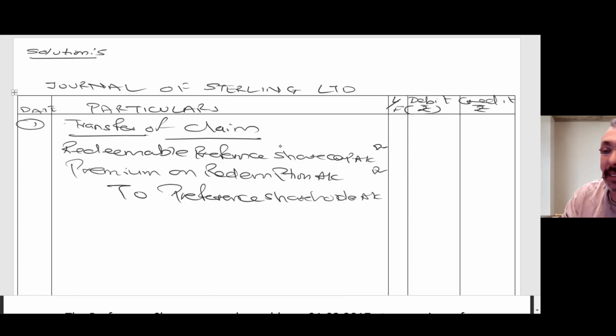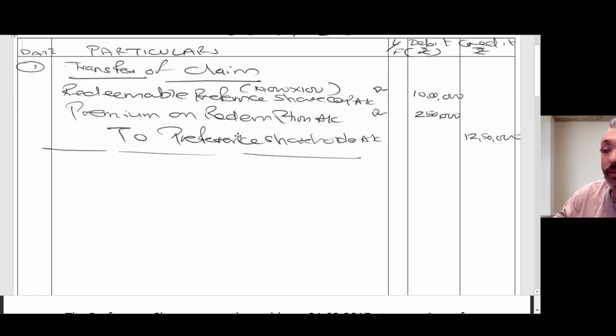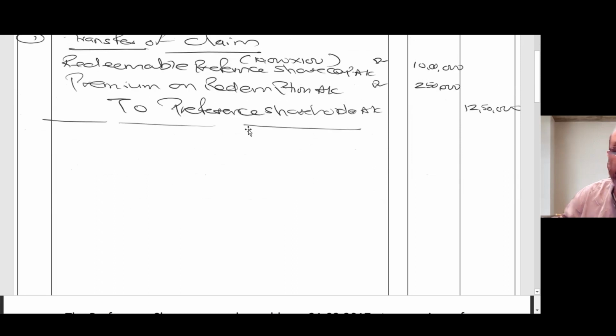तो redeemable preference share capital कितना है? 10,000 shares into 100. So that makes it around 10 lakh rupees. How much is premium? 25%. 25% of 10 lakh makes it 2 lakh 50,000. So the total amount works out 12 lakh 50,000. So you have transferred the claim. In order to settle this claim, we need to arrange the funds.